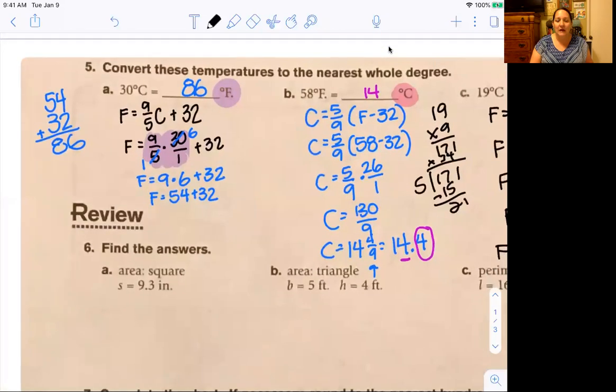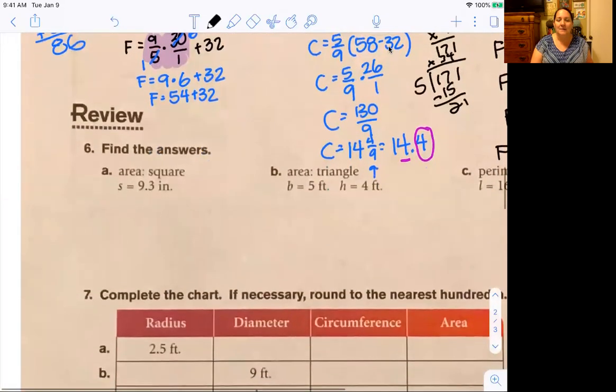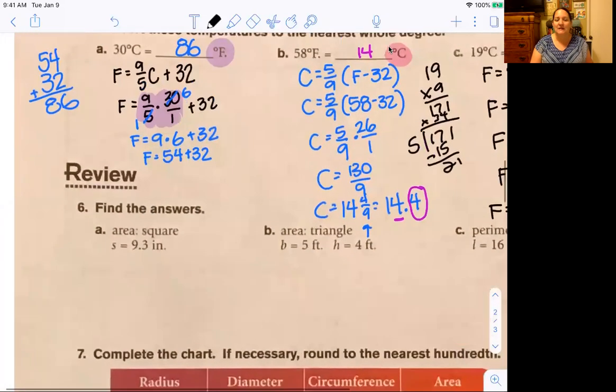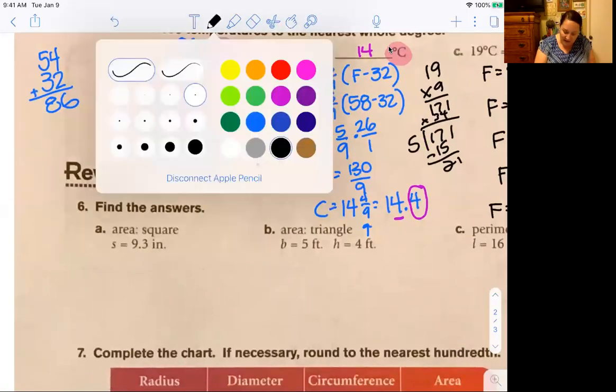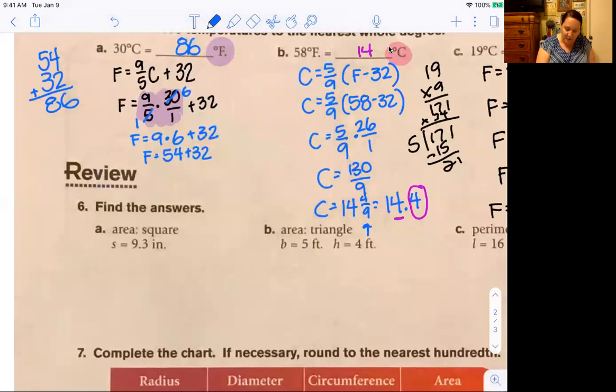Let's look at number 6. It says find the answers. I have the area of a square. What should I do first? I should draw a square, right? I like to use different colors so it doesn't get boring for you guys.